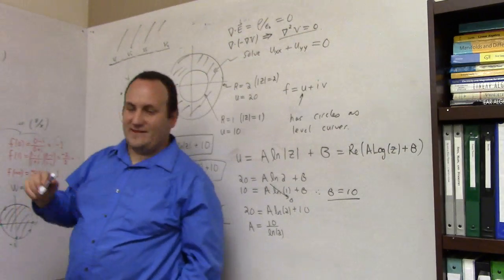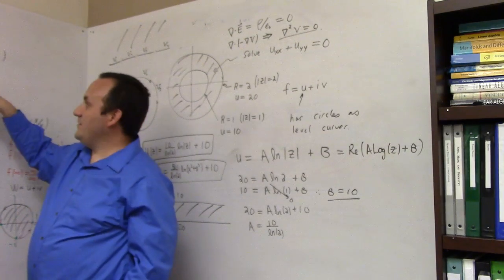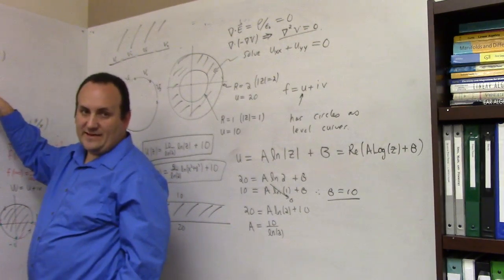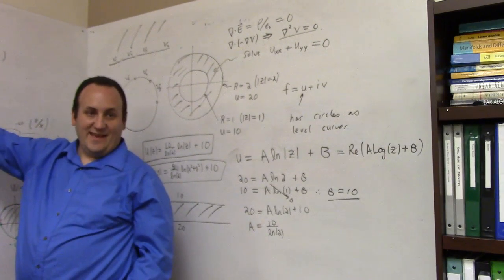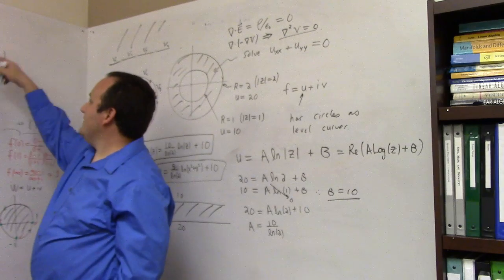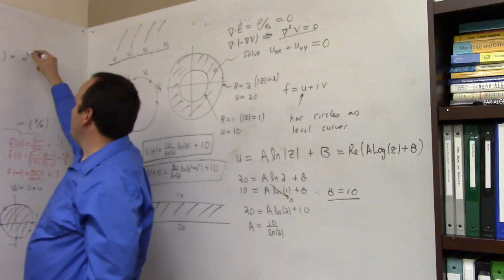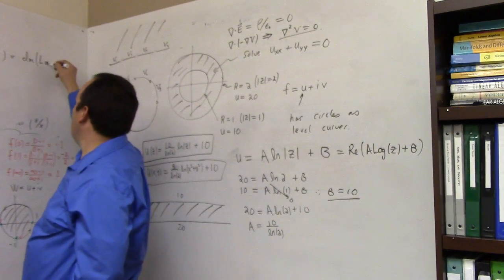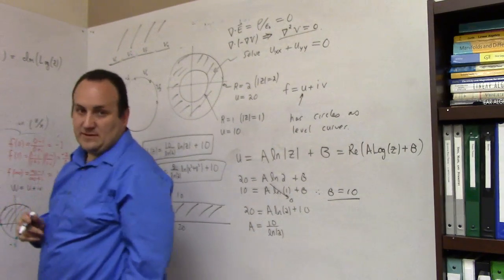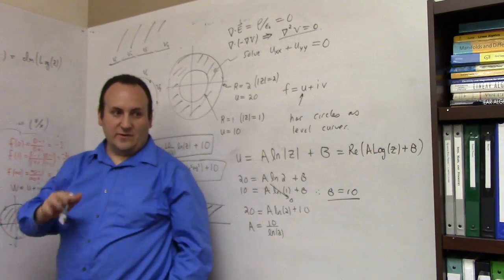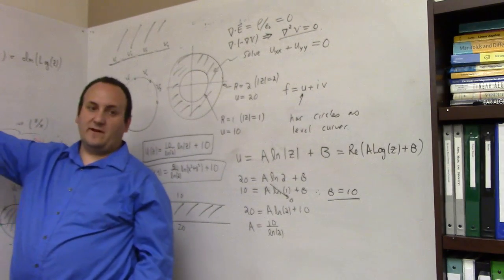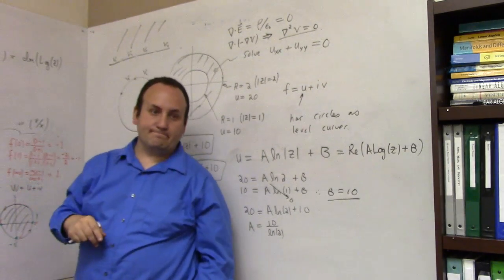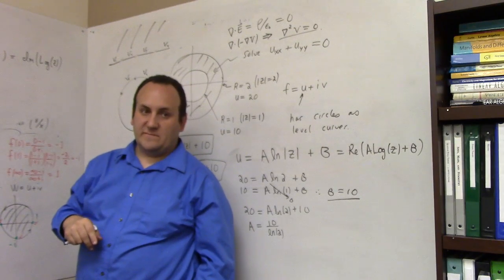All right, so great. This guy gives you 0 on the positive real axis, and it gives you pi on the negative real axis, and it is the imaginary component of log z, which makes it a solution to Laplace's equation. So you want to solve Laplace's equation in the upper half plane with 0 volts over here and pi volts over here? That's your guy. Just like that.